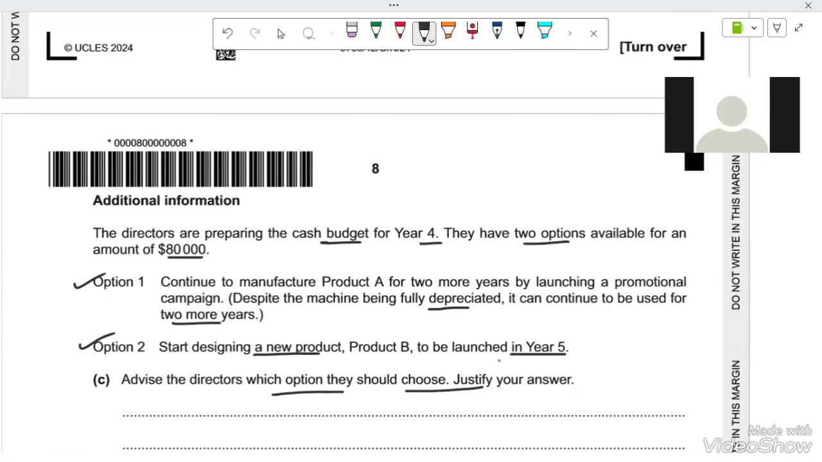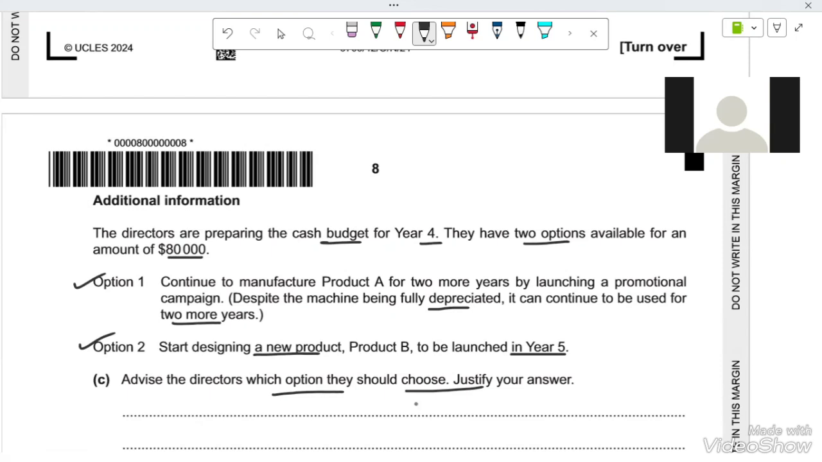Basically, if we talk about option 1, the advantage is that there's no immediate investment needed. The company does not need to spend money on designing a new product in year 5 and year 6. This avoids research and development cost and minimizes the financial risk. However, there is a potential increase in repair and maintenance costs. As the machine ages, maintenance expenses may rise, impacting profitability.